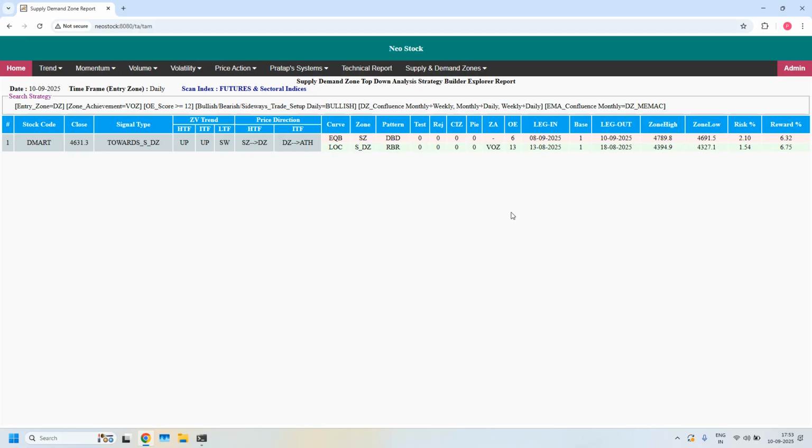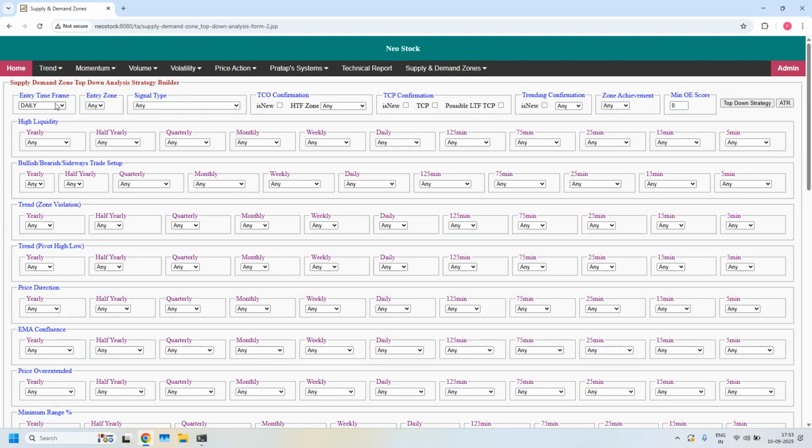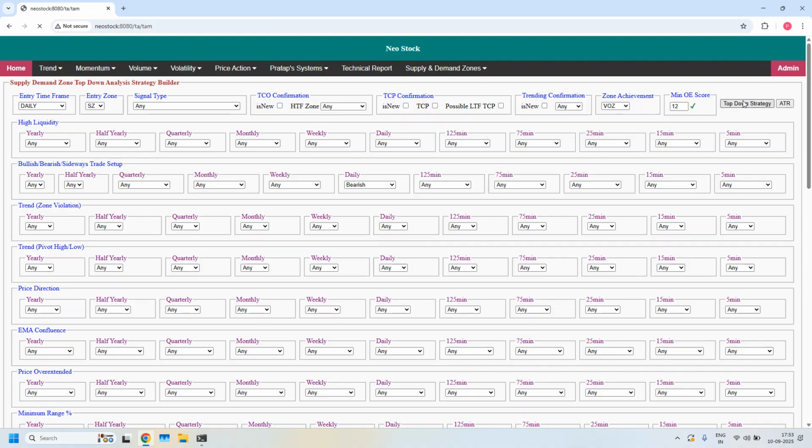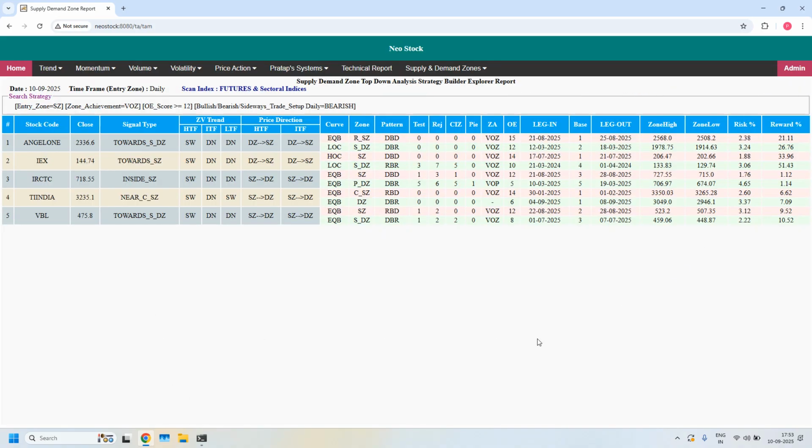Okay. This is the bullish trade setup for monthly income trade. Next, bearish trade setup for monthly income trade. Entry time frame daily, entry zone, supply zone, bullish or bearish. At daily, I'm selecting bearish. Zone achievement violated opposing zone. Minimum odd enhancers score 12. Let's filter. We got 5 stocks. All 5 are supporting bearish trade setup for monthly income trade.